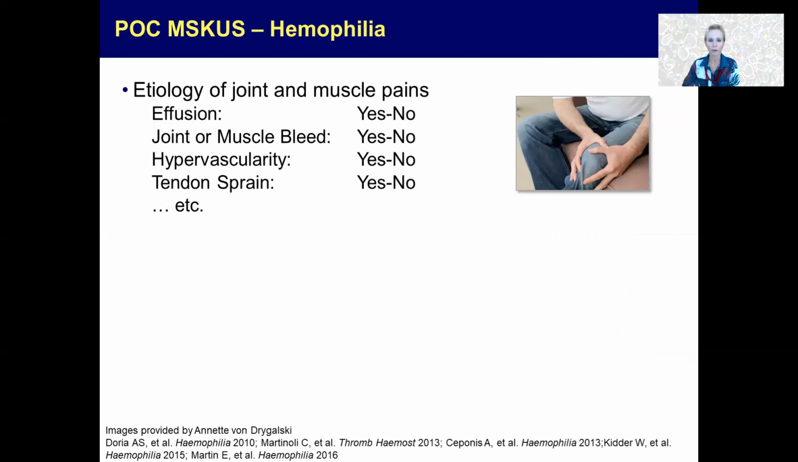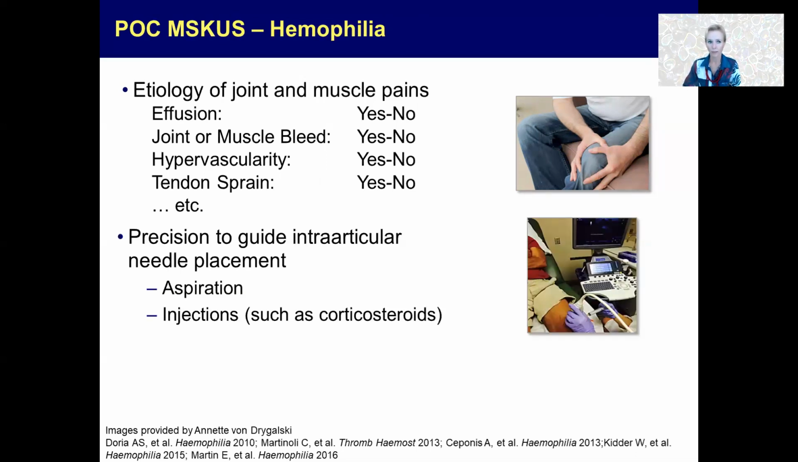So how can we now emulate this point-of-care principle for musculoskeletal ultrasound and translate it into our hemophilia care? Very simple. For instance, for the etiology of joint and muscle pains, all in yes-no fashion. So effusion, yes-no. Joint or muscle bleed, yes-no. Hypervascularity and therefore synovitis or inflammation, yes-no. And then once everyone becomes more familiar with the modality, one can go on like tendon sprain, yes-no, and so on and so forth.